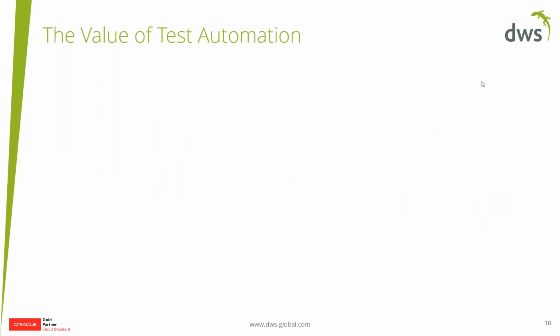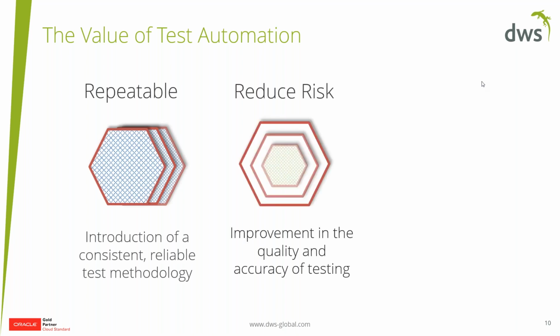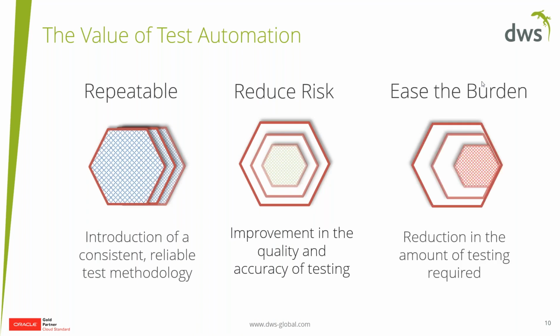When we talk about the value of test automation, the first thing we want is to be repeatable. We want to reduce the risk and we want to ease the burden. These three items really lay the foundation for what we think test automation can bring to your organization. When you look at what test automation looks like, what it feels like, and what it can bring to a strategy or a project team, these are the key areas that make a huge difference.